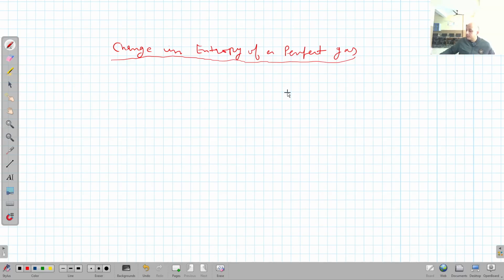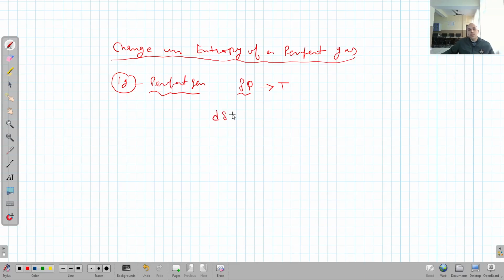So for doing so, let's consider 1 gram of an ideal or perfect gas. You know very well what an ideal or perfect gas is. Then let delta Q amount of heat be added to this gas at temperature T, right? From the definition of entropy, the change in entropy is dS equal to delta Q upon T. This is equation number 1.